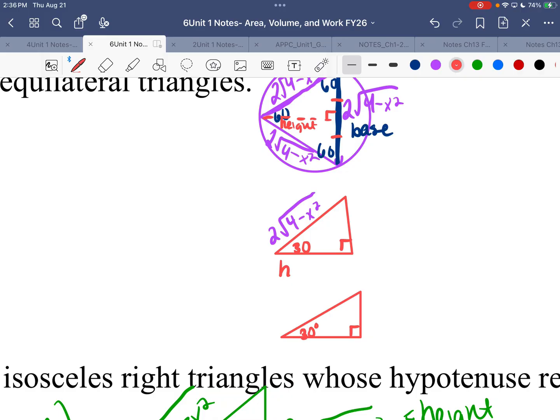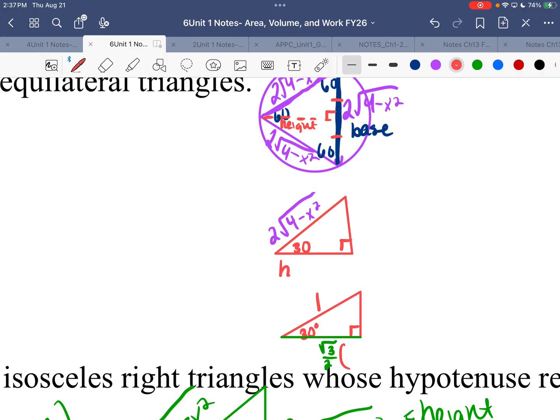Anything on the unit circle, the radius or the hypotenuse is how much? 1. That is what is so useful about the unit circle: the radius being 1 means you can scale it up or scale it down for whatever you need to use it for. So if we're talking about the x change being the height, in a pi over 6, what is the x value? What's the cosine at pi over 6? Root 3 over 2.